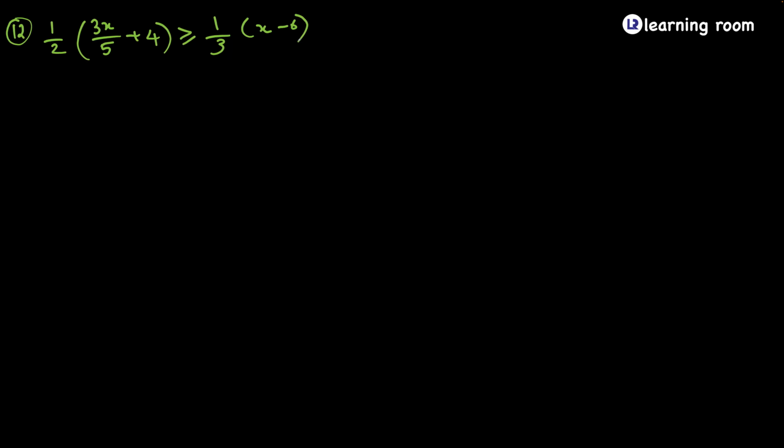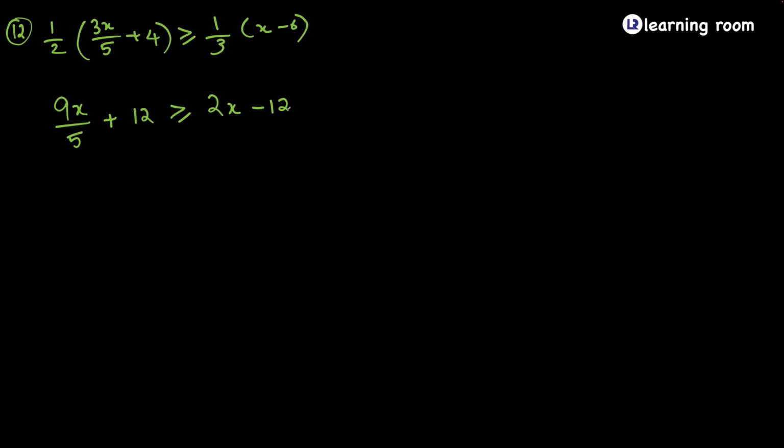How to proceed? Multiply with 6 on both the sides. That is the LCM, no? So when you multiply with 6, here the numerator will become 3. So 3 into 3x by 5 is 9x by 5 plus 3 into 4 is 12, greater than or equal to, here it will become 2, so it will be 2x minus 12. So basically we multiplied with 6 on both the sides. Why did we do that? Because the LCM of 2 and 3 comes out as 6.